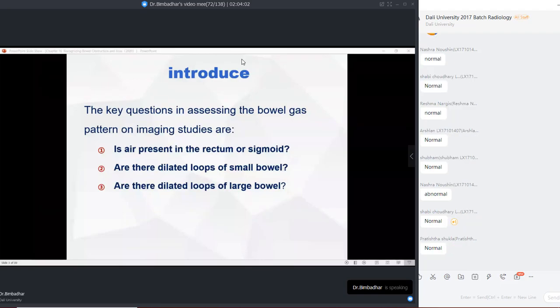Okay, so for two questions among these, we have an answer of normal. The only abnormality we have here is related to the small bowel. So based on these three questions, can you suspect what kind of clinical scenario I might be looking at? Okay, abnormal dilatation of the small bowel loops.